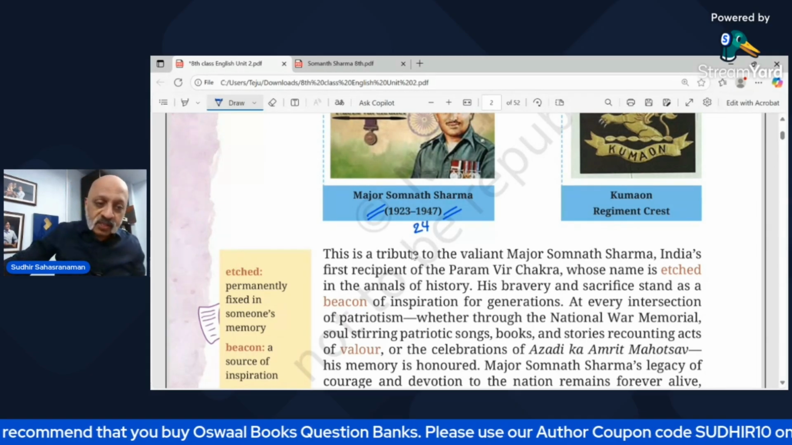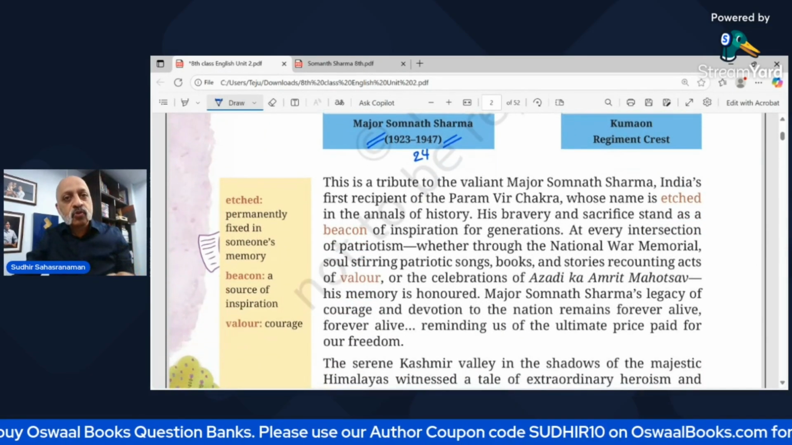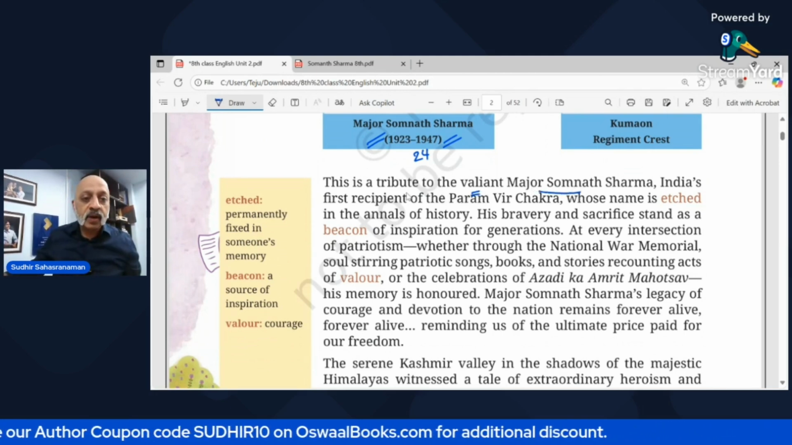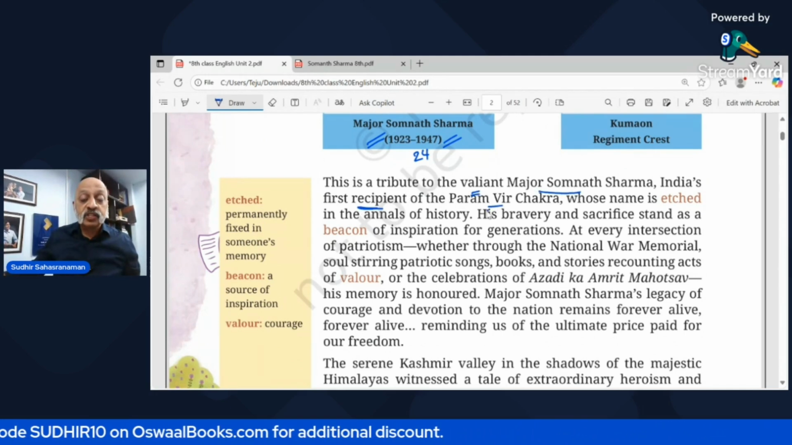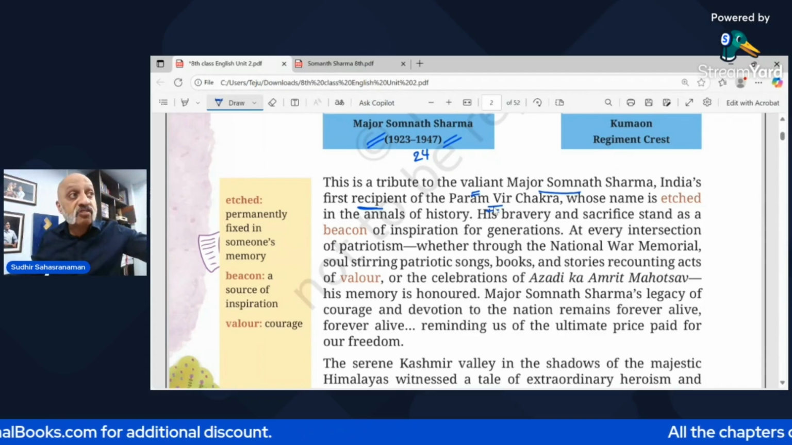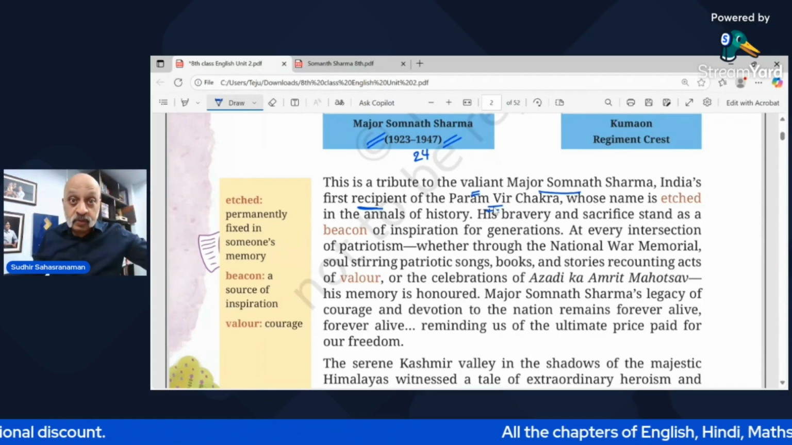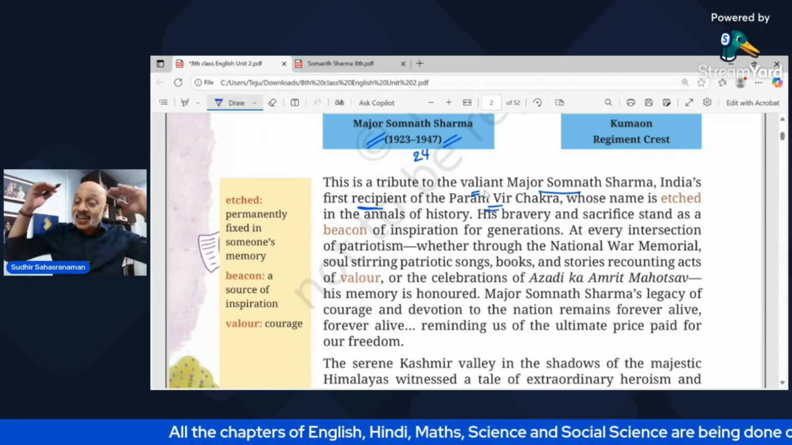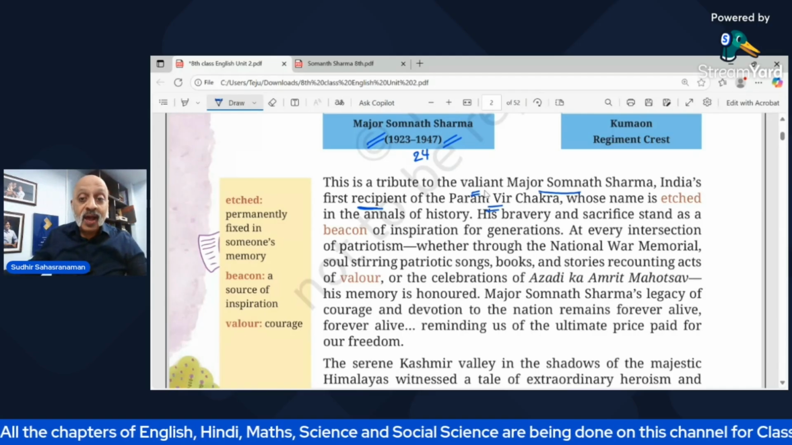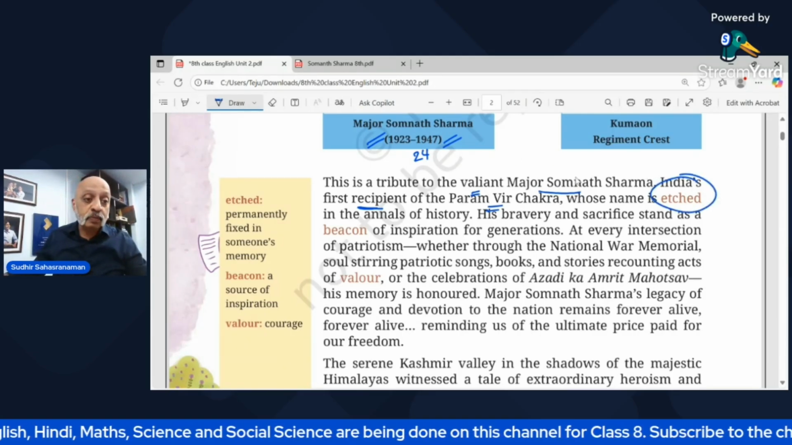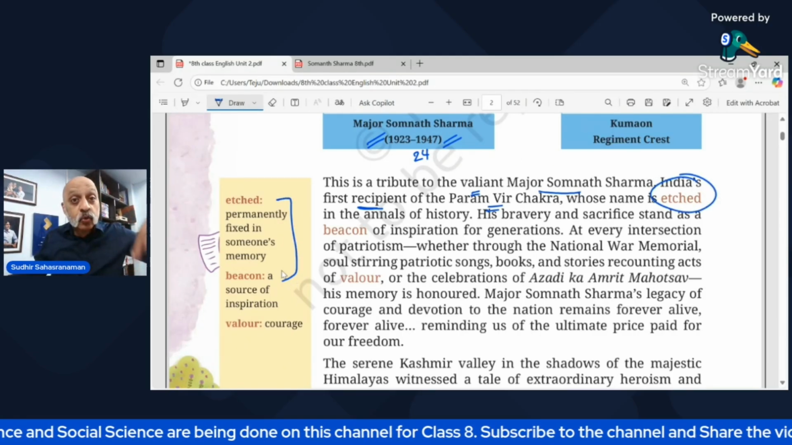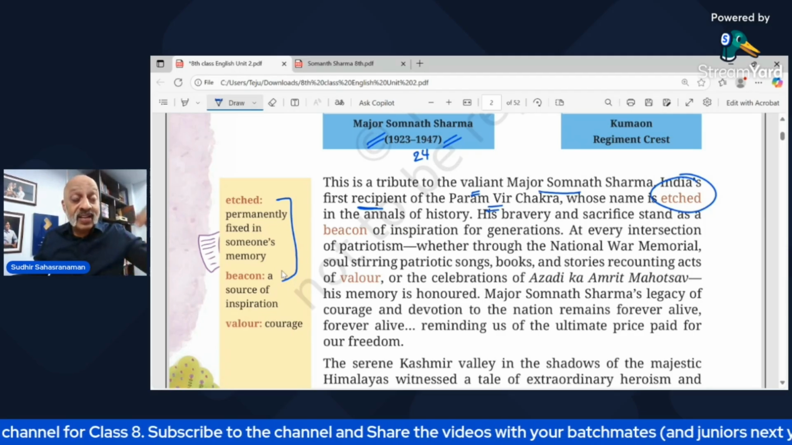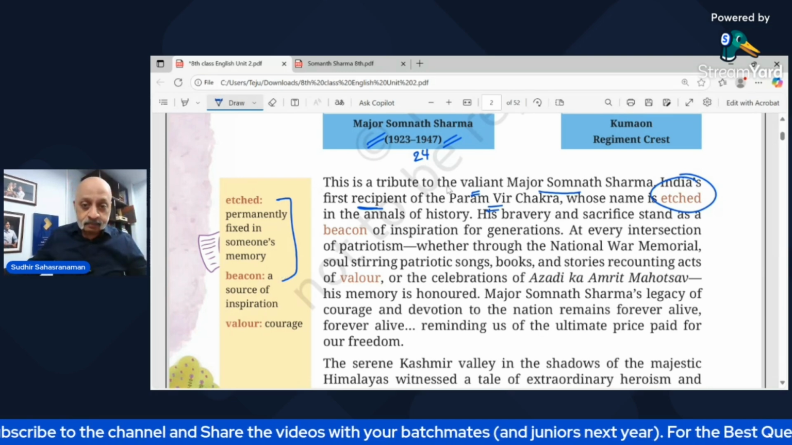How tragic. Now, this particular chapter is a tribute to the valiant, which means extremely courageous, brave Major Somnath Sharma, India's first recipient of the Paramveer Chakra. He was the first person, posthumously, because he died, to receive the Paramveer Chakra, which is the highest gallantry award given to a soldier. And therefore, his name is etched. Etched means it is permanently fixed, even in 2025, right? More than 75 years later, 78 years later, we remember his name.